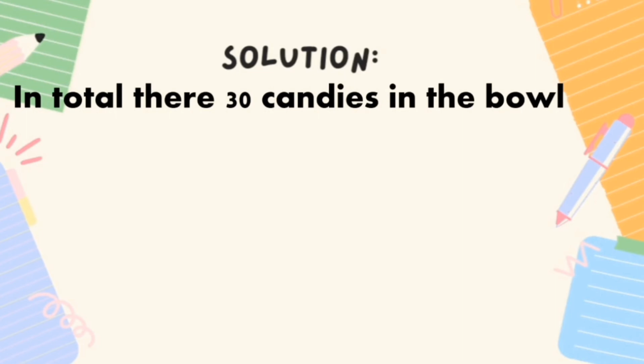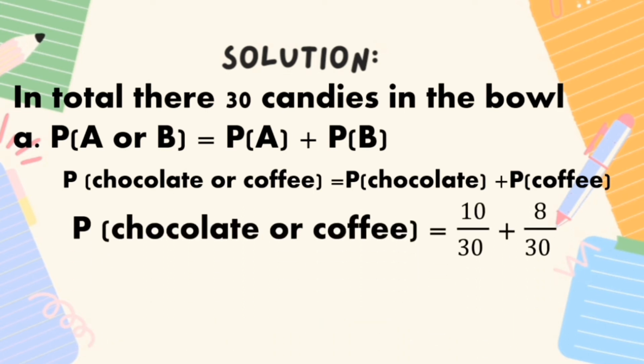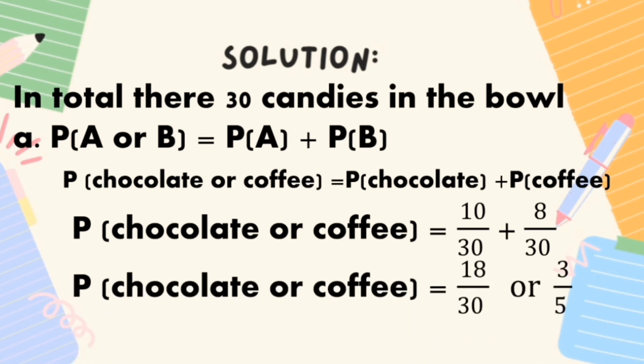To find the probability of events in A and B, here are the solutions. Since the events cannot occur at the same time, they are called mutually exclusive events. So in letter A, we will find the probability of having a chocolate or coffee candy. So the probability of chocolate plus the probability of having a coffee candy. There are 10 chocolate candies and there are also 8 coffee candies in the bowl. So to find the probability, we have 10 over 30 plus 8 over 30. That is equal to 18 over 30 or 3 over 5.